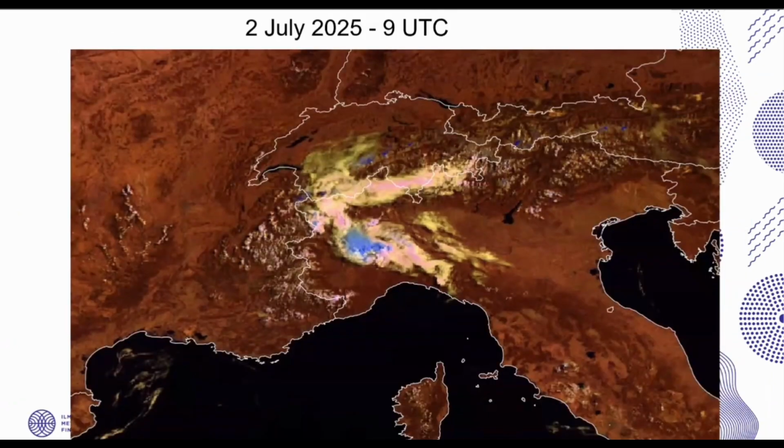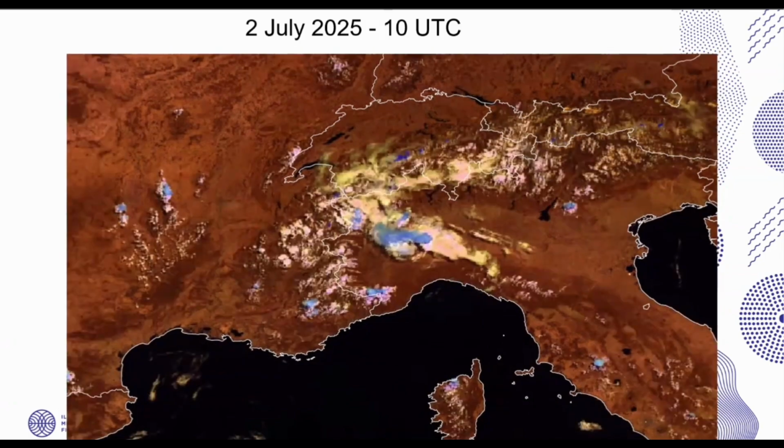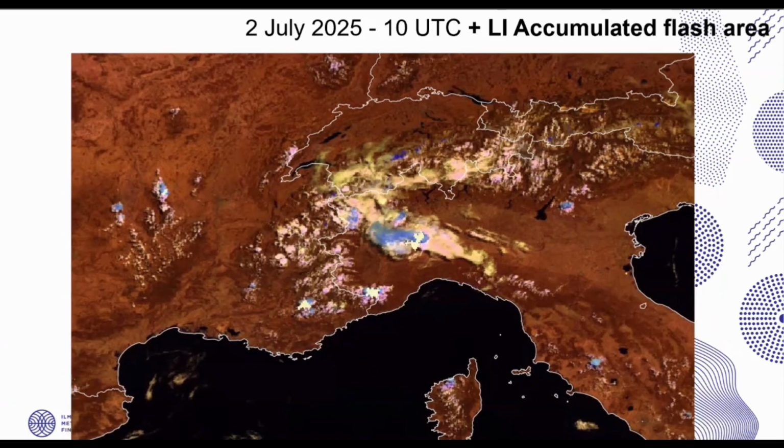And then I took a little bit closer look at the northern part of Italy. So here is for 9 UTC the Cloud Phase RGB, and then if we go 1 hour ahead to 10 UTC, you can see that we get more areas with cyan colors. So we have some convective clouds going on, and then I also have the next hour, 11.